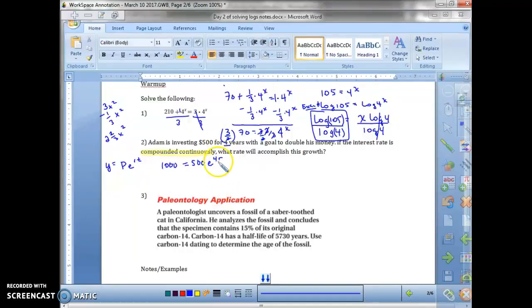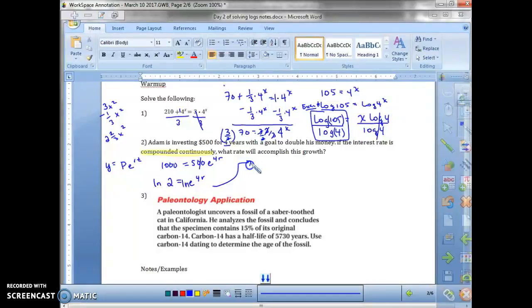So I'm going to solve for this r by using logs, or taking the log of both sides. But first I must isolate the power, which is e to the 4r. So divide both sides by 500. Of course I get 2 on the left side. And then I would take the log of both sides at this point. But I don't want to use common log, I want to use natural log because my base is an e.